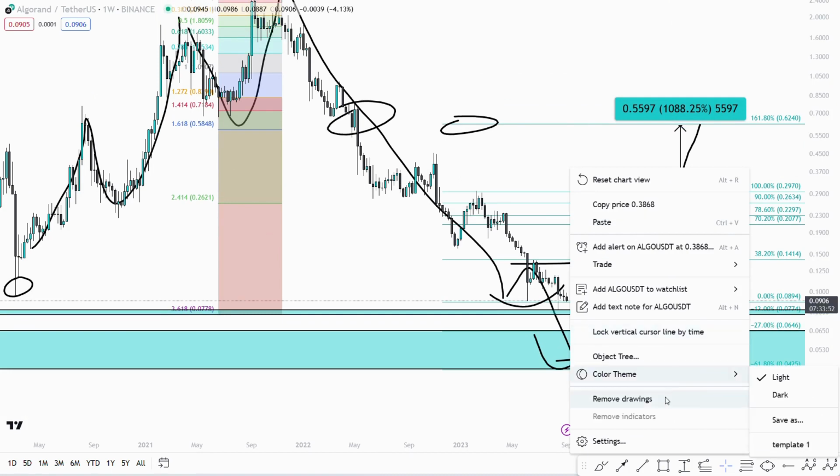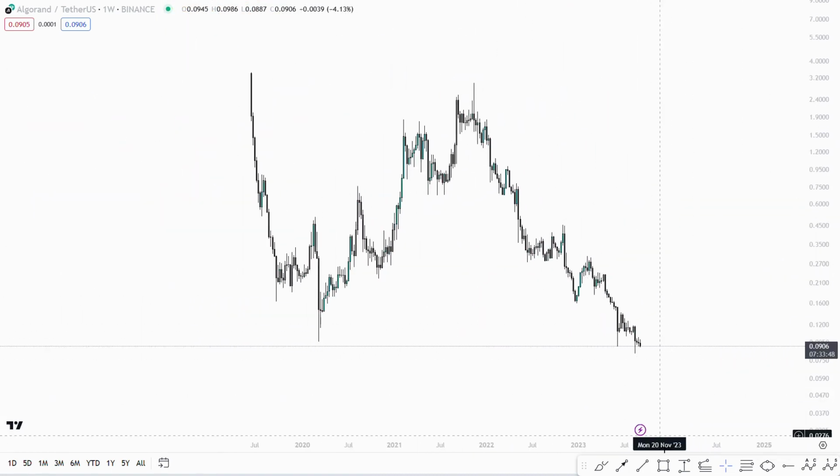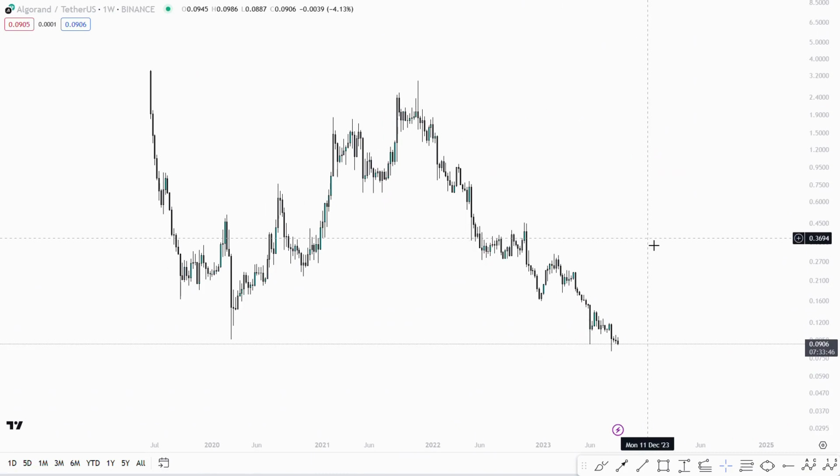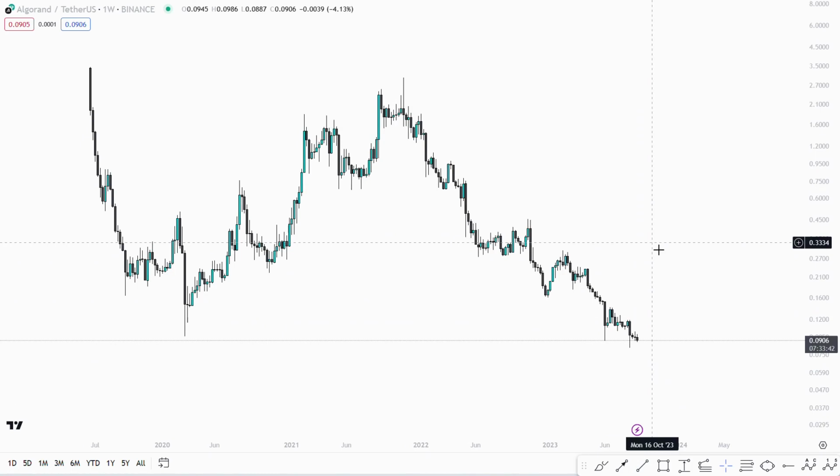So just taking all of that off the chart, psychologically, people do not want to be talking about this coin. No one's talking about it. No one's making any YouTube videos on it. Everyone's talking about the new coins that are already up thousands of percent. I've seen it happen so many times in the market.